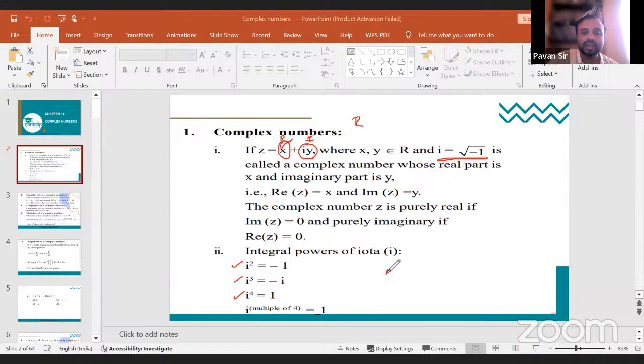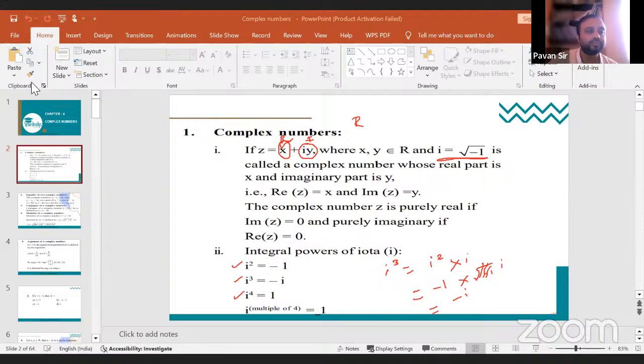i cube is always -i. We can write i cube as i square into i. i square, I hope all of you know, is -1, and we can write the remaining one as i. So -1 into i is -i. So i cube is -i. Okay, so i raised to a multiple of 4 is always 1. You can say i raised to 8, i raised to 12, like that. All the numbers which are multiples of 4 as the power of i, that is always 1.